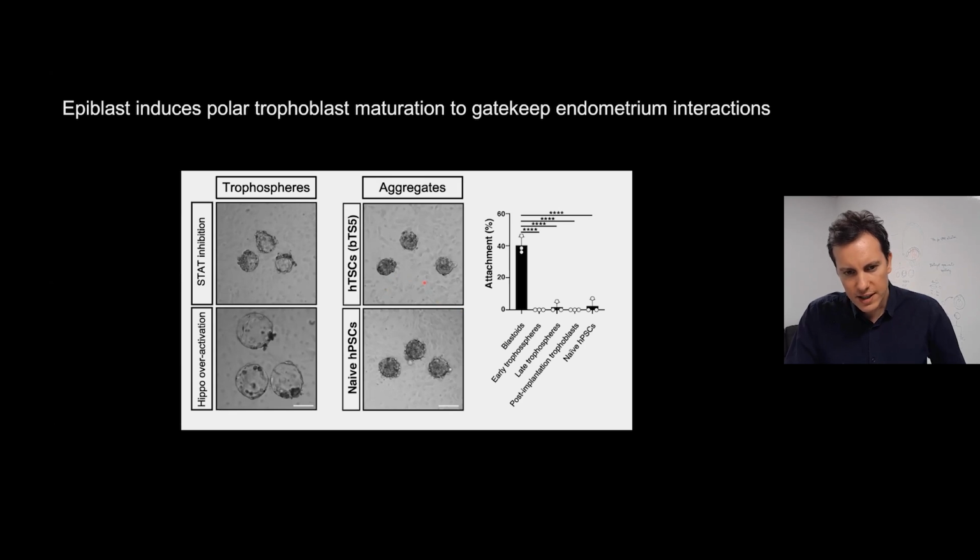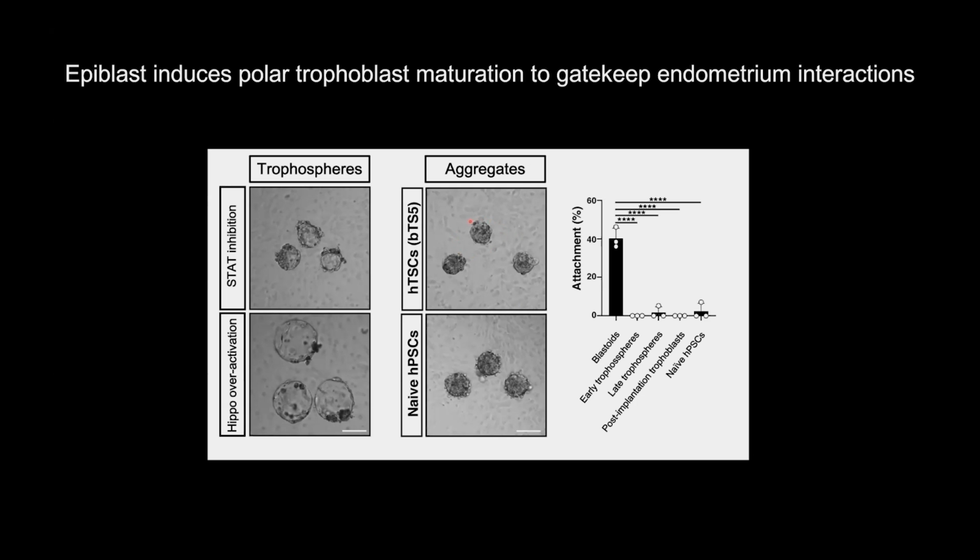And we actually added two controls here. The first control are human trophoblast stem cells that are post-implantation, and those aggregates of human trophoblast stem cells are also incapable of interacting with the hormonally stimulated endometrial cells. This is a bit of a silly control here, but it's just more of a technical control. We also made aggregates of naive human embryonic stem cells. They are also incapable of interacting.